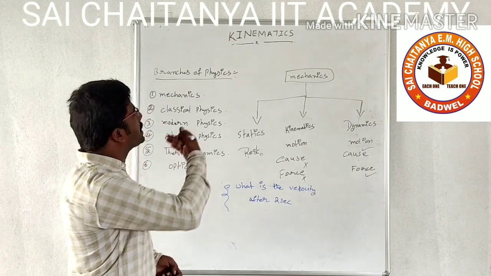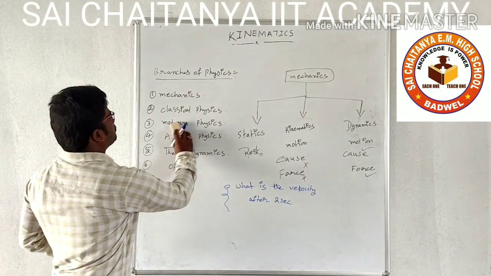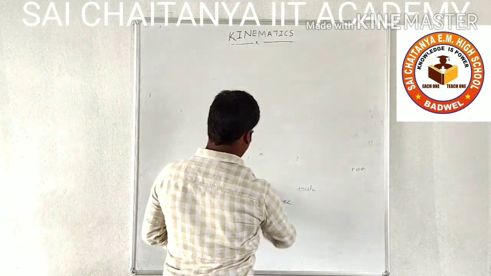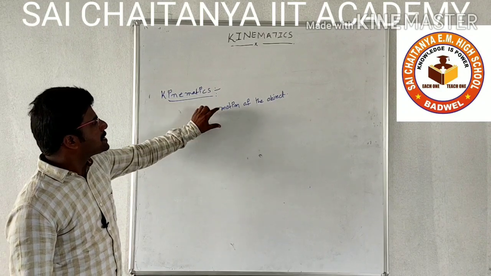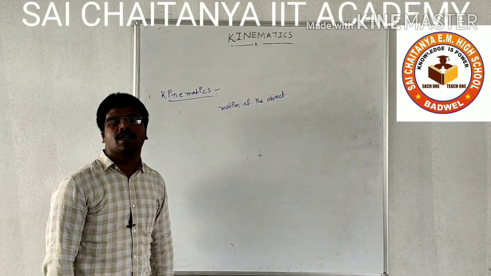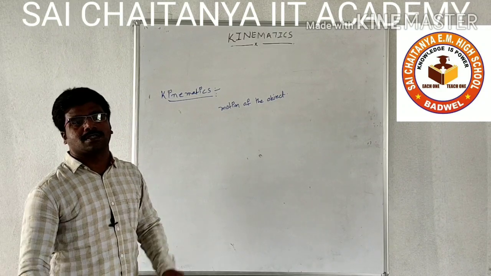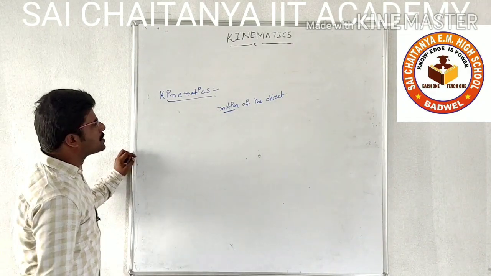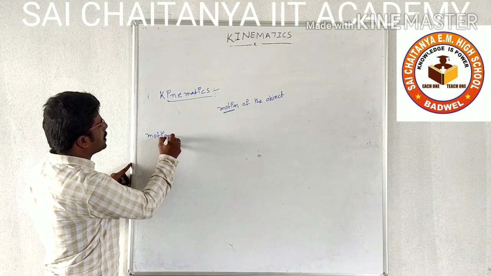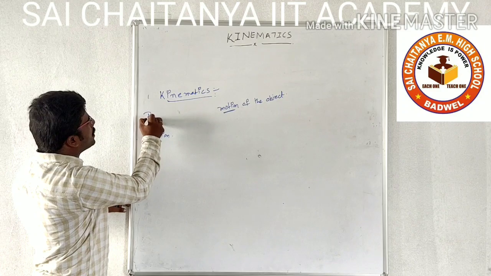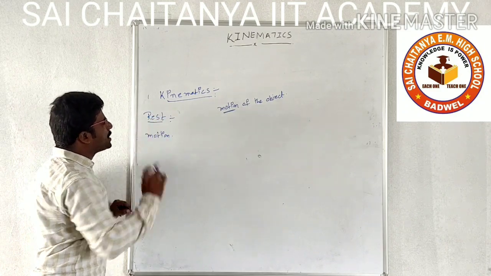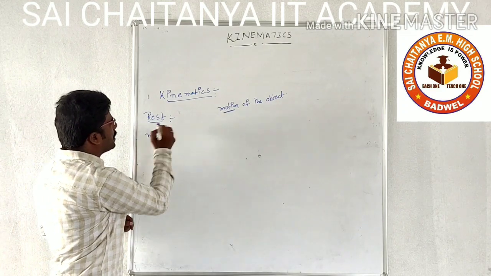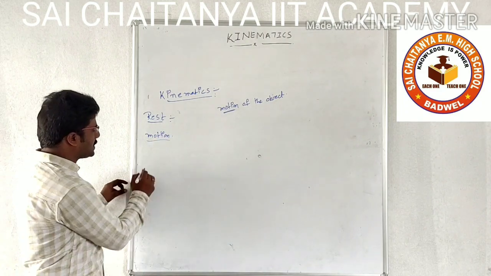Now we will see what is kinematics. Kinematics explains the motion of the object without taking into consideration the force. Now we want to know the word motion. In order to have a clear idea about motion, we want to discuss one more word, that is rest. If you understand the word rest, we can understand the word motion. So we are going to try to understand the word rest.